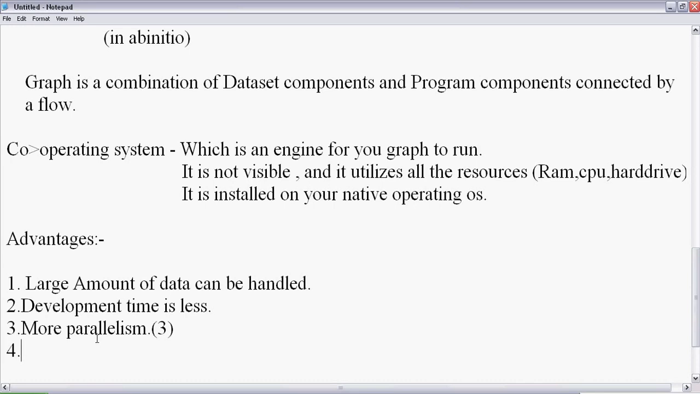It has scalability. Scalability means whatever resources are available, it will utilize them to work faster. Whatever resources are available, it will utilize those resources.